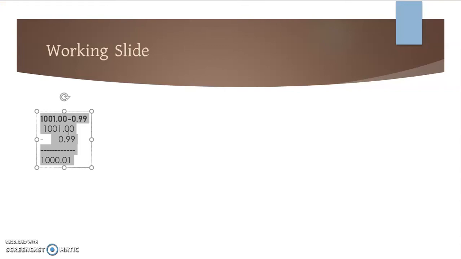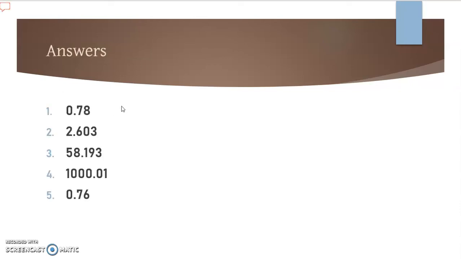Next question, 4.76 minus 4. This is very easy. We'll convert it into decimals. 4.76 minus 4.00. 6 minus 0 is 6. 7 minus 0 is 7. And 4 minus 4 is 0. So answer is 0.76. Let's get our answers checked. Our answers are correct.